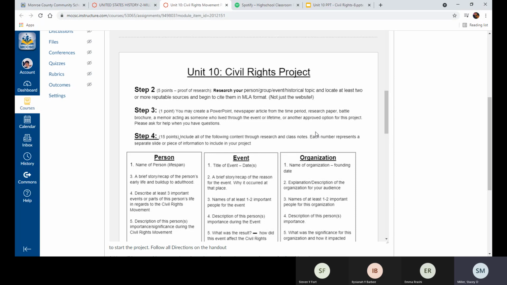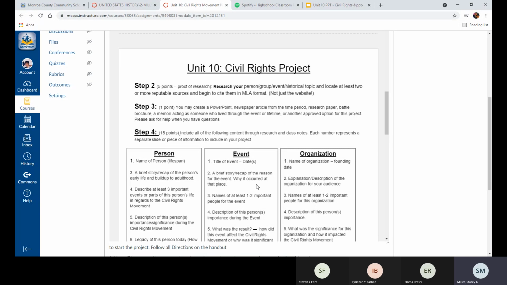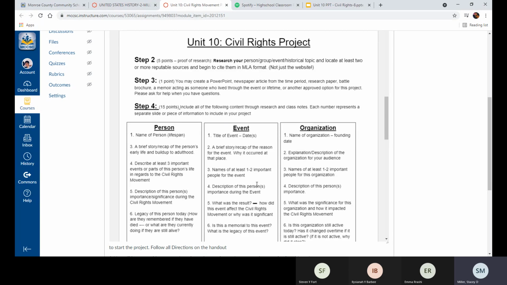So maybe that eases the headache a little bit. Other than that, step 3, you can make a PowerPoint, newspaper article, research paper, battle brochure, or a memoir acting as someone who lived through the event or lifetime. You could literally do anything. If it's not on this list, just reach out to me and ask me. If you want to make a YouTube video, or a movie poster that depicts it, that might be cool for you, Van, if you're always making movie posters and stuff.